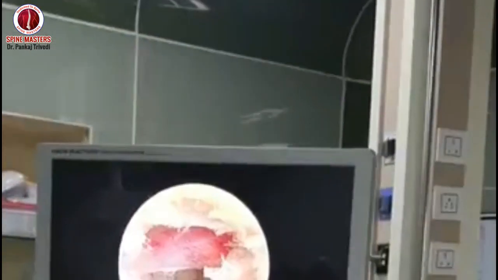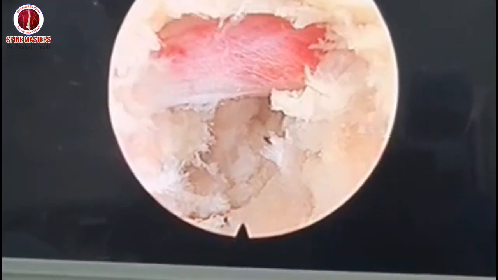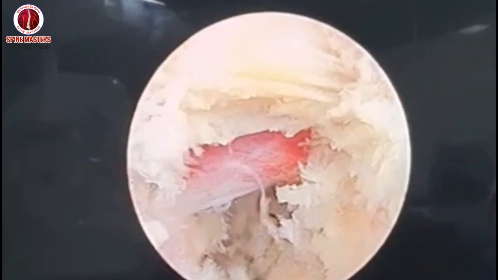Thank you so much. Now can you see the beautiful picture? This is the root, from 3 o'clock to 12 o'clock, a little red, it is an inflamed root. And downside, this was where the disc fragment was, which is going down, you can see. The yellow one is the ligamentum flavum. And you can see this is all free now. So surgery done, it's a beautiful surgery.